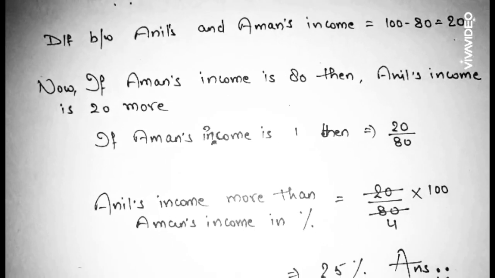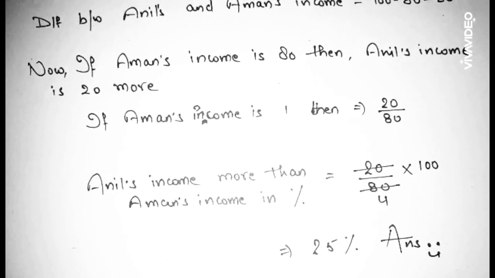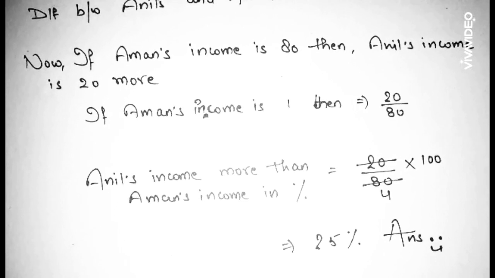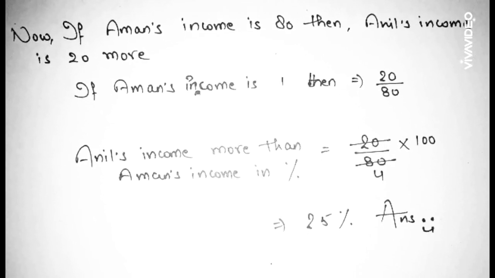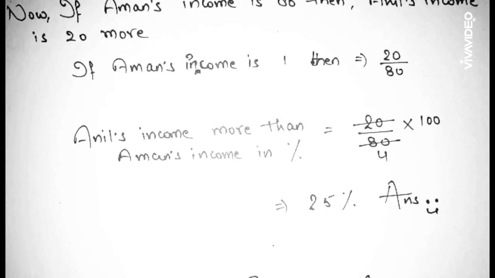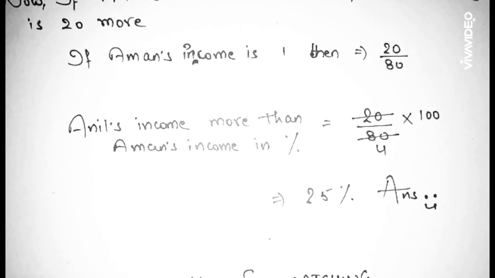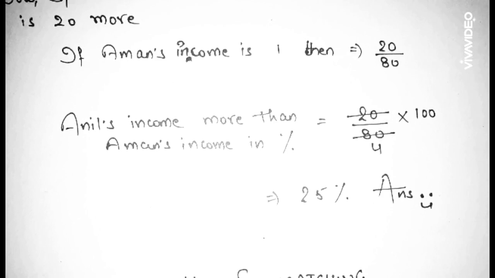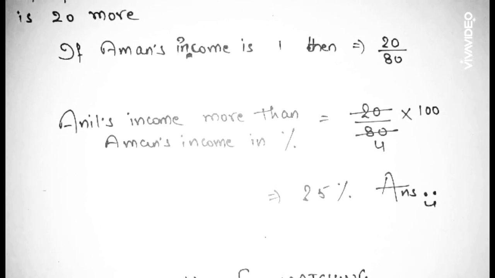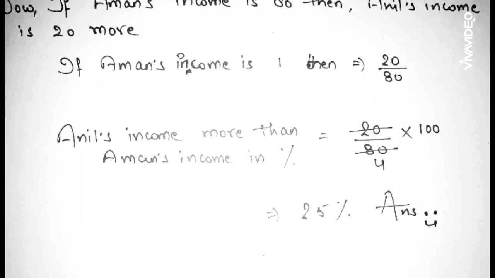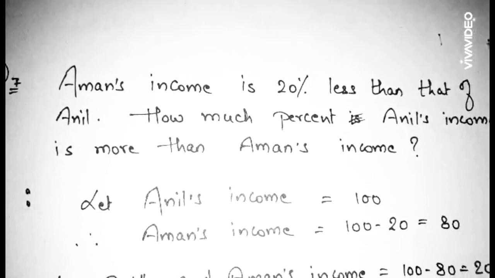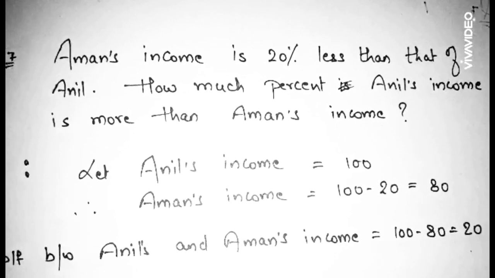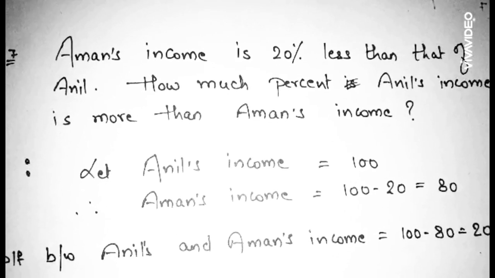Now if Aman's income is 80, then Anil's income is 20 more. If Aman's income is 1, then Anil's income is more by 20 by 80. Now let's find it in percent: 20 by 80 into 100, that is 25%. So basically, Anil's income is 25% more than Aman's income.